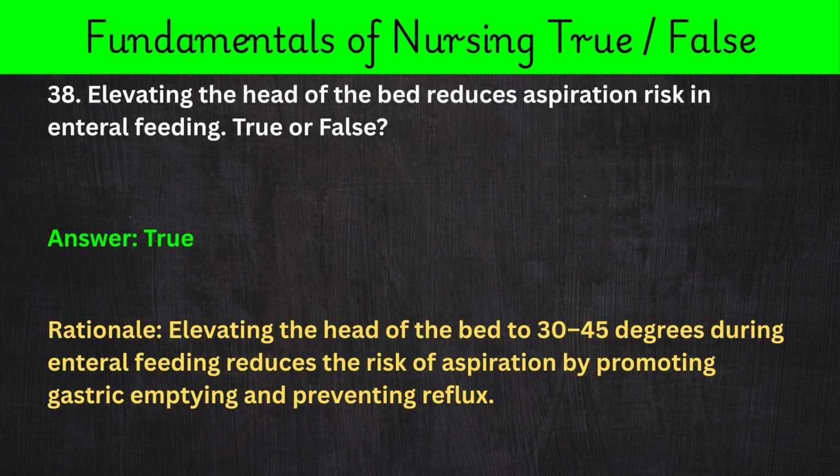38. Elevating the head of the bed reduces aspiration risk in enteral feeding. True or false? Answer: true. Rationale: elevating the head of the bed to 30 to 45 degrees during enteral feeding reduces the risk of aspiration by promoting gastric emptying and preventing reflux.